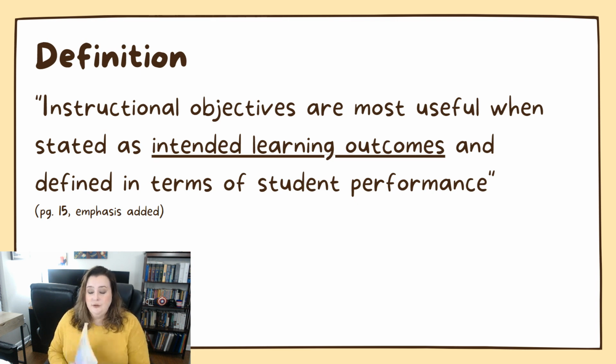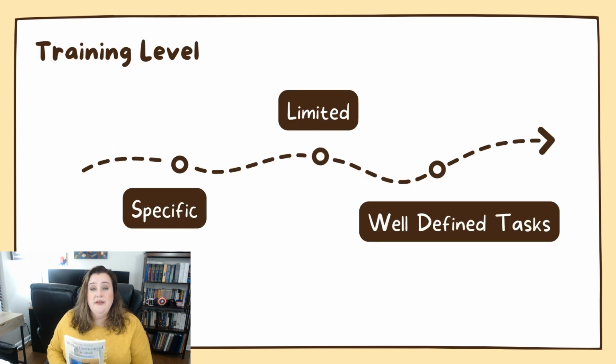When it comes to writing instructional objectives, they're really looking at this under the lens of intended learning outcomes. What are we trying to accomplish with the learning? But they also want us to think in terms of student performance, which I found very interesting. So they have 2 levels of training that they're going to discuss in the book. One level is called the training level. And this is very specific learning outcomes, limited, and then well-defined tasks. So these are very small, well-defined tasks.